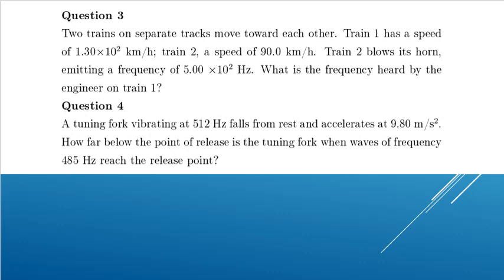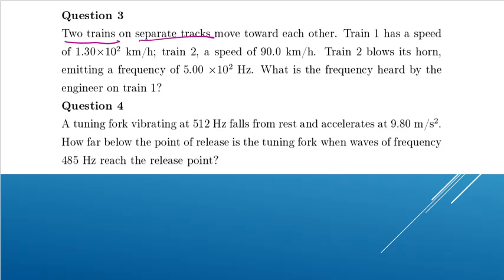So we have a very good question here. Let me try to get another column so that you'll be able to see. They're saying two trains. So we're having two trains on separate tracks.